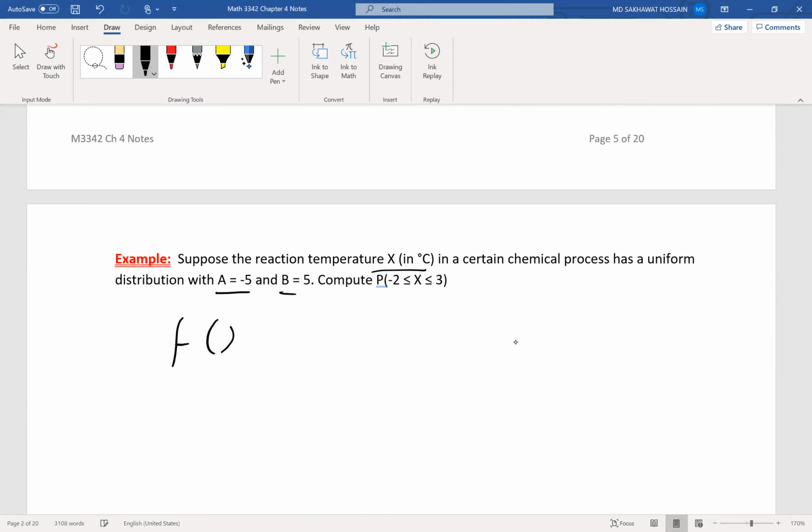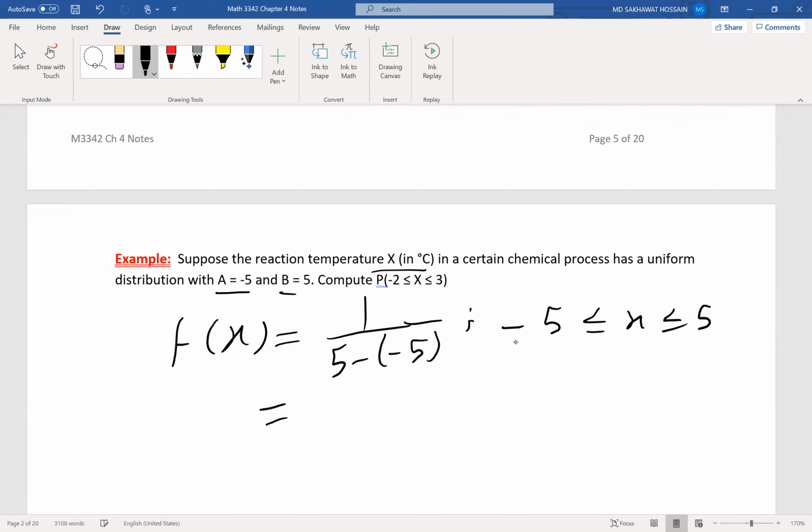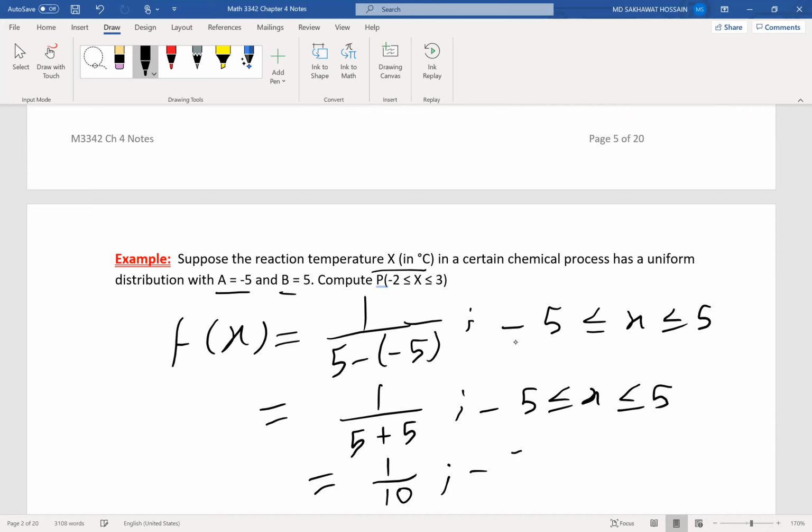So that means the function will be 1 over B minus A, that means 5 minus -5, and X is from -5 to 5. So it will be 1 over 5 plus 5, and X is from -5 to 5. So it will be 1 over 10, and X is from -5 to 5. So this is the density function.